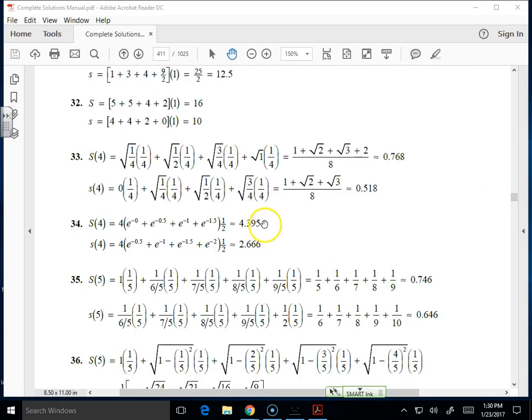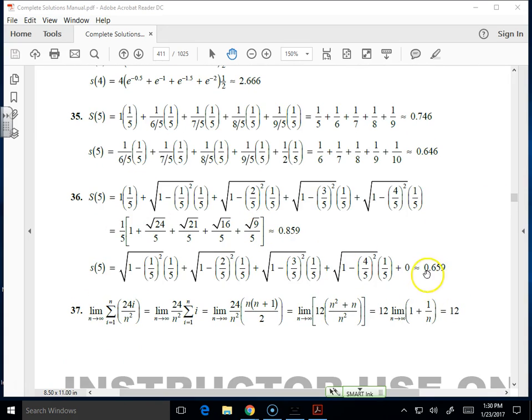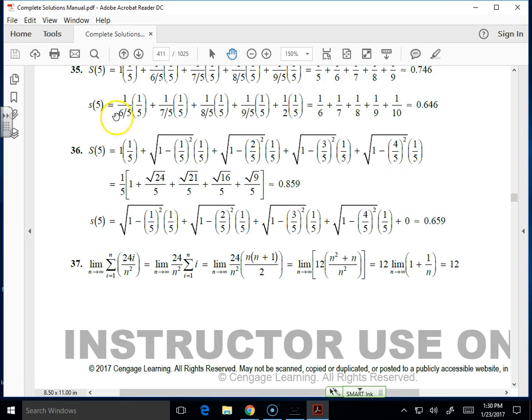What's the next even? 36. Okay, someone be on deck for the next even. 36. Was this the upper sum, lower sum one? Upper sum 0.859, lower sum 0.659, which I think corresponded to left and right. Is that right? Or maybe right and left. So 0.859 and 0.659.